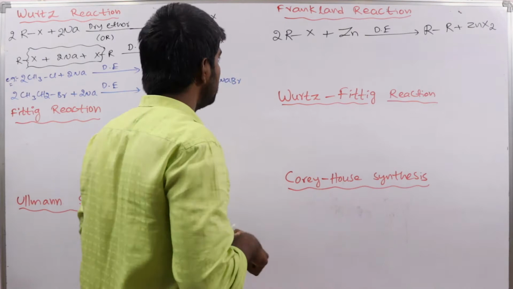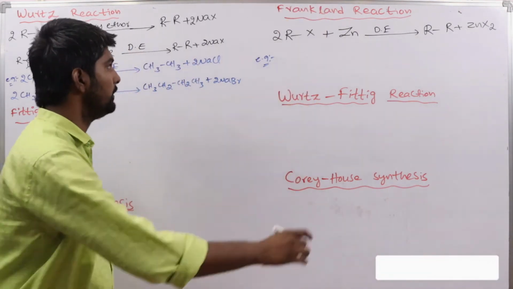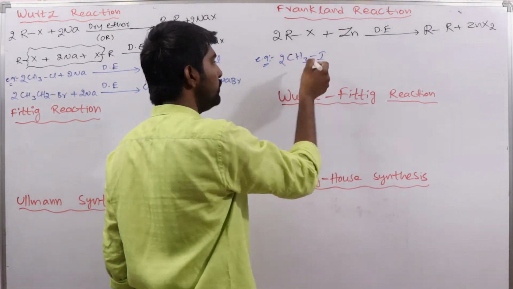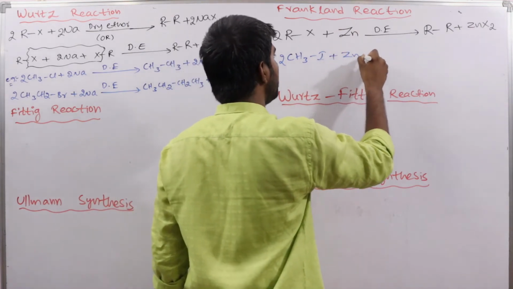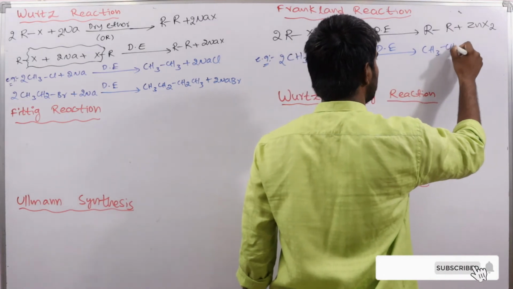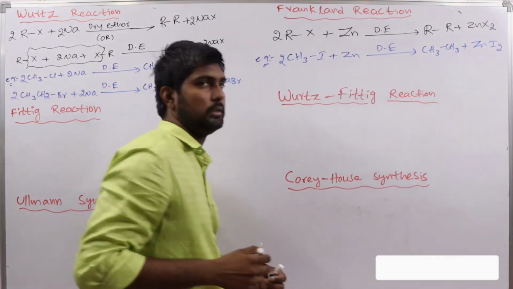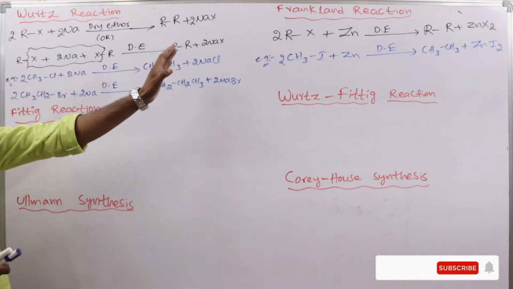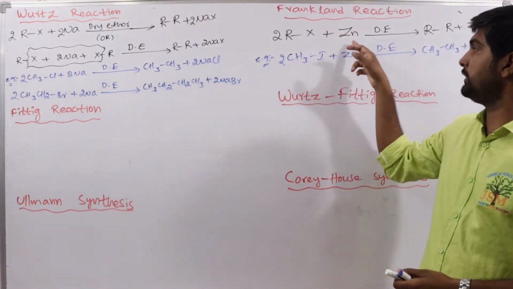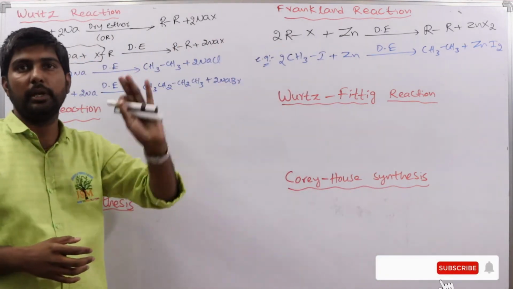Remember this general reaction only. For example, we have 2 moles of methyl iodide, CH3I, plus zinc in dry ether. What is the product here? CH3CH3 or C2H6 plus ZnI2. Clear? Very simple. In the Wurtz reaction, sodium is the metal we use, and in the Frankland reaction, zinc is the metal we are using. By comparing these two, we can remember easily.